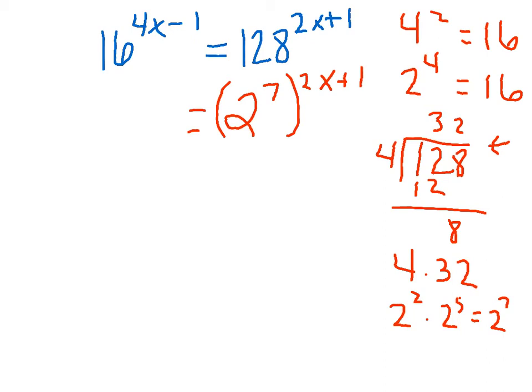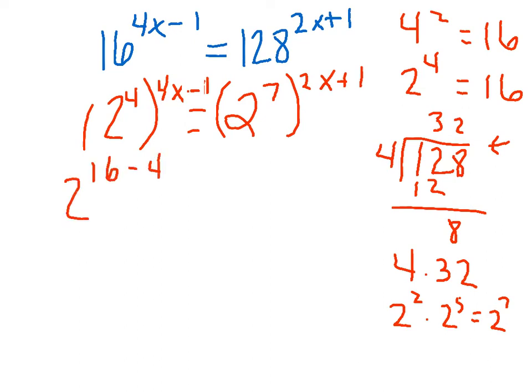And on the left-hand side, I know 16 is really 2 to the 4th power. And that gives me, whoops, that's a minus. Let me get my eraser. So 4x minus 1 on the left-hand side. At this point, I'm going to distribute those exponents again. So I have 2 to the 16x minus 4 equals 2 to the 14x plus 7.